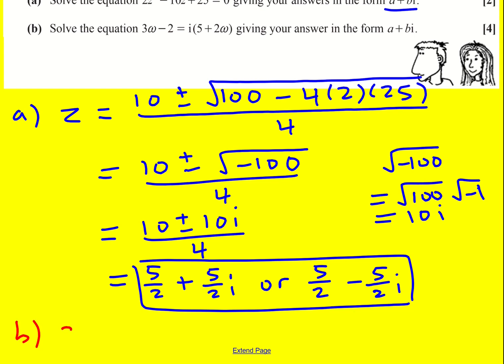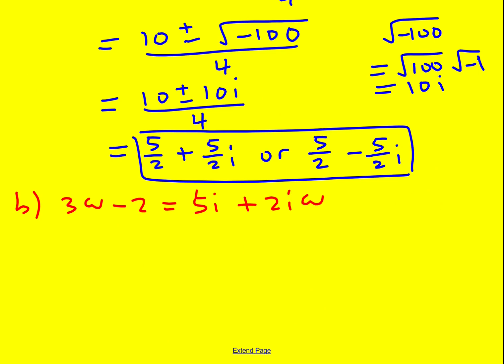For B, I'm going to start by expanding that bracket, I think. Five i plus 2i omega. And I'm trying to solve for omega. So the thing to do is collect the like terms. So get your omegas on one side, get your numbers on one side. So first, I think I'm going to subtract 2i omega.